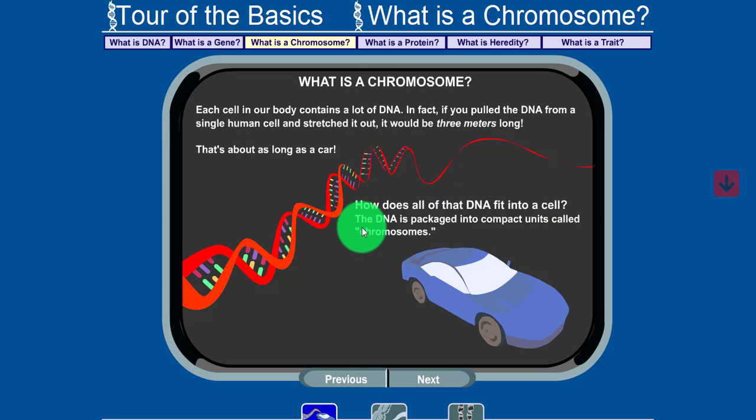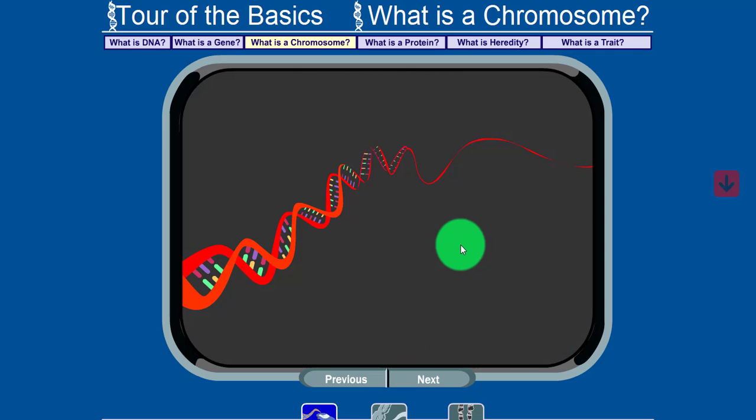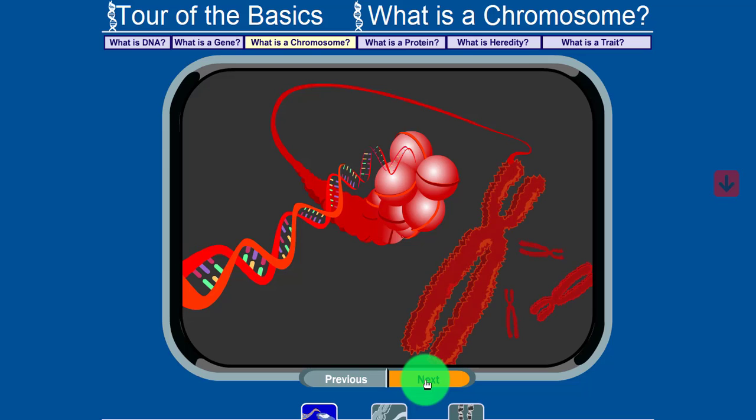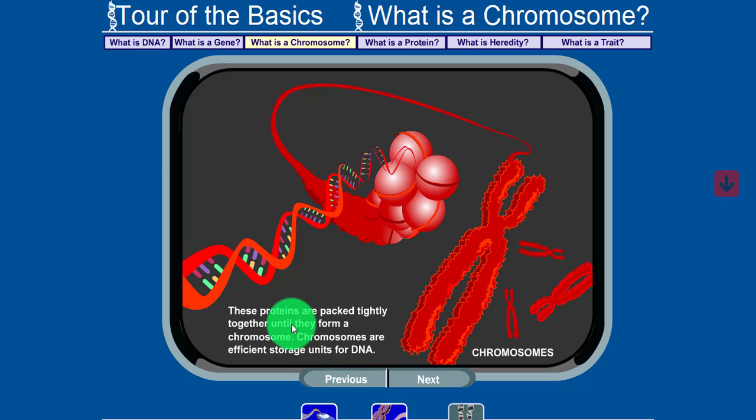The DNA is packaged into compact units called chromosomes. The packaging of DNA into chromosomes is done in several steps, starting with the double helix of DNA. Then the DNA is wrapped around some proteins. These proteins are packed tightly together until they form a chromosome. Chromosomes are efficient storage units for DNA.